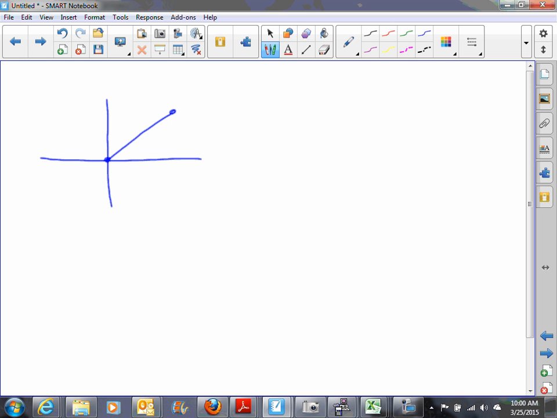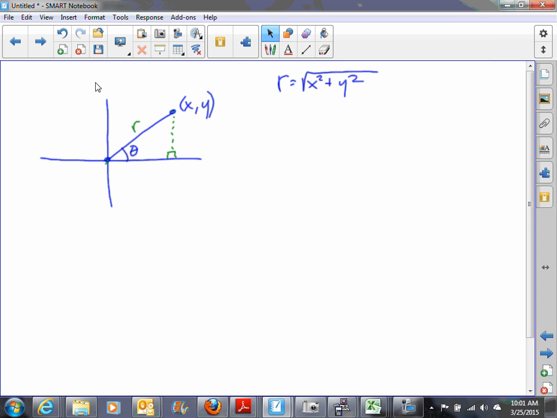somewhere in the xy plane, where this is going to be the point xy, and this is going to be the angle theta. Now, if we were to put the right triangle in here, and also if we call the length from the origin out to the point xy r, then notice that r is equal to the square root of x squared plus y squared. That's the Pythagorean theorem. Now, we're going to define the trigonometric functions in the following way.